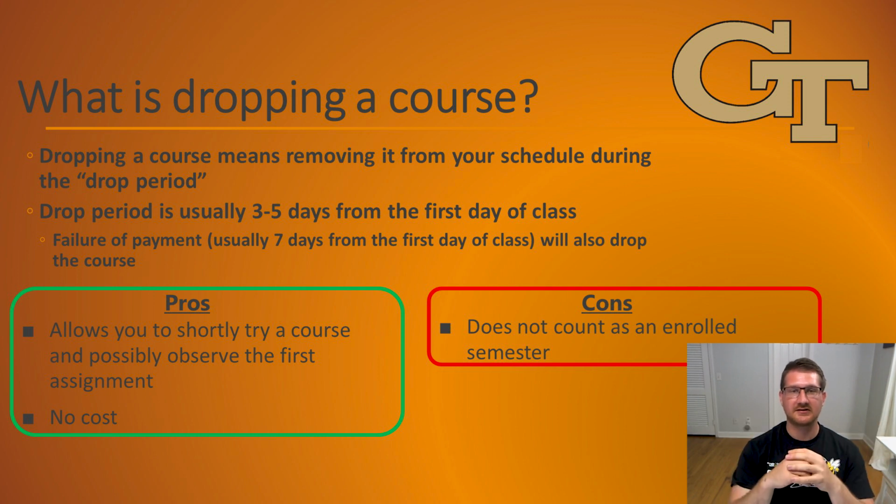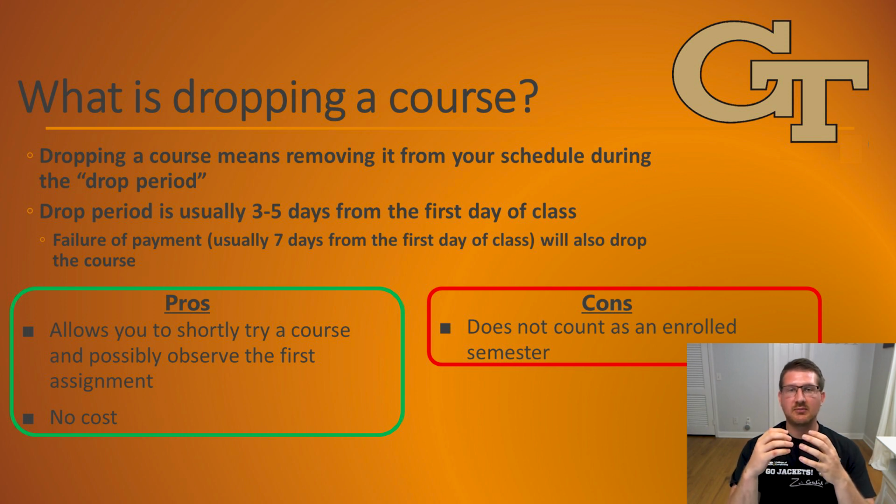Now the pros of dropping a course is it allows you to shortly try a class and possibly observe the first assignment without really having any repercussions to being in the course. When you drop a course, really nothing happens. It doesn't count as an enrollment for the semester. It doesn't count as anything on your transcript or on your GPA. It's almost as though you never took it.